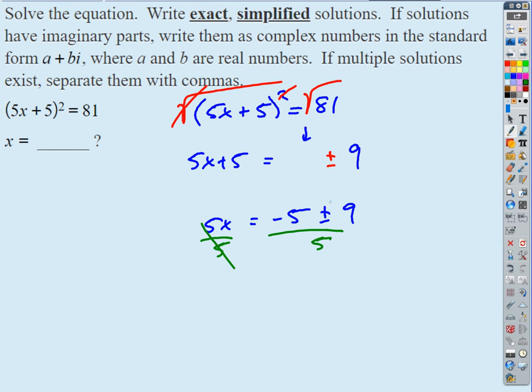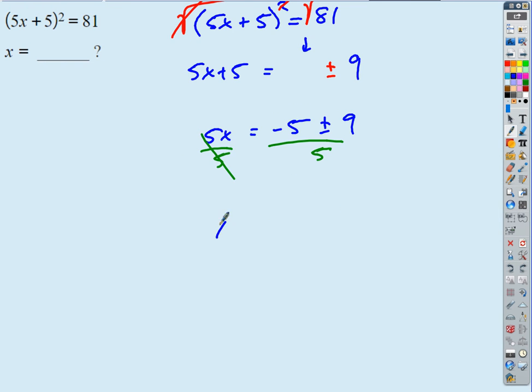But look how easy it is here now. I know it's been a while, but we've said all these things. If I get negative 5 plus or minus the square root of 9, what if I take the plus sign? What's negative 5 plus 9? 4. So I get 4 over 5. There's one answer. If I take the minus, what's negative 5 minus 9? Negative 14 fifths, and neither of those can be reduced, right? So those are our answers, okay?